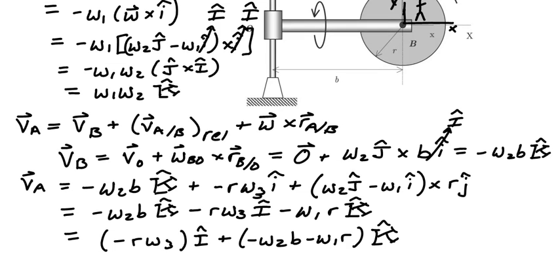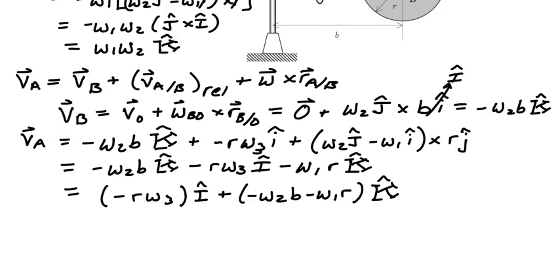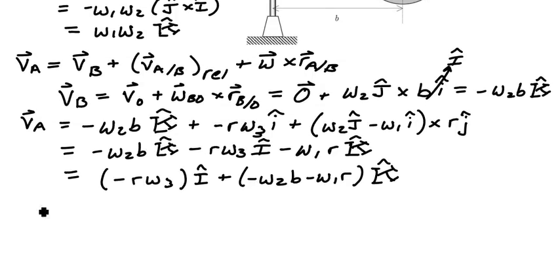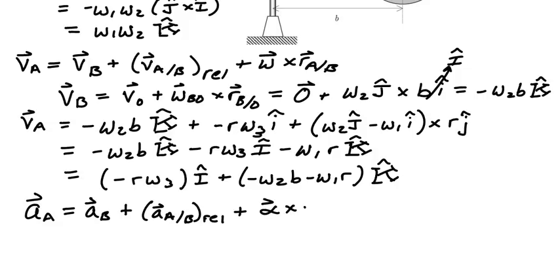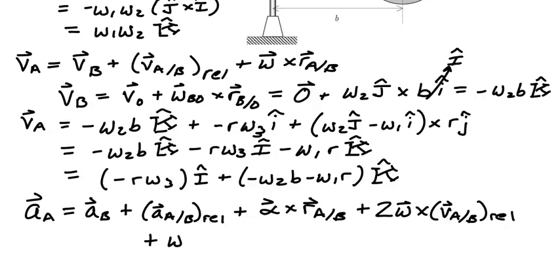Okay, so now that we have that, I can also work out the acceleration of point A. If I do that, I'll have the acceleration of point A is going to equal the acceleration of point B, plus the acceleration of A with respect to B as seen by our observer, plus the angular acceleration of the rotating frame cross r of A with respect to B, plus the Coriolis term, which is 2 times omega cross the velocity of A with respect to B as seen by our observer, plus the triple product term, which is the angular velocity of the rotating frame crossed with the angular velocity cross r of A with respect to B.